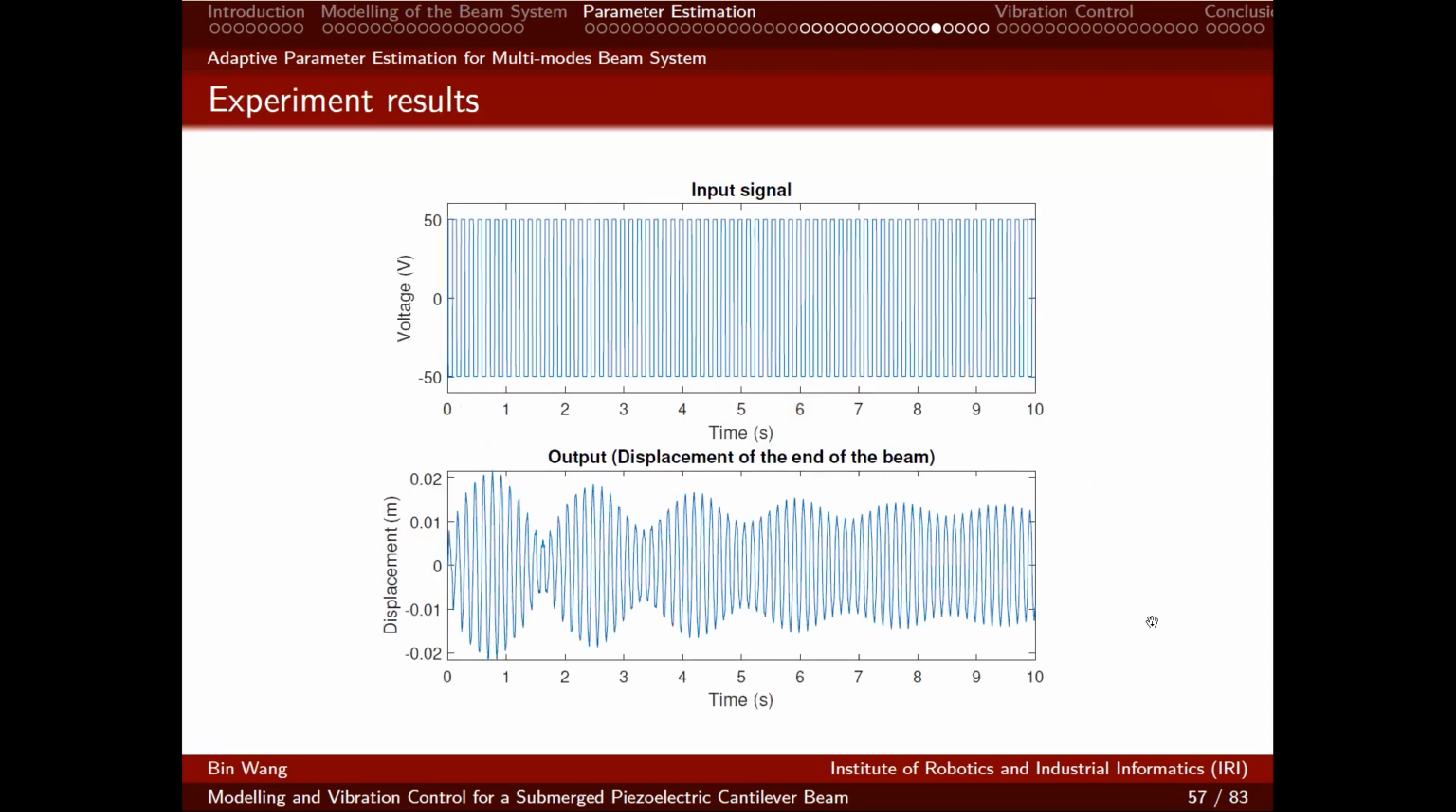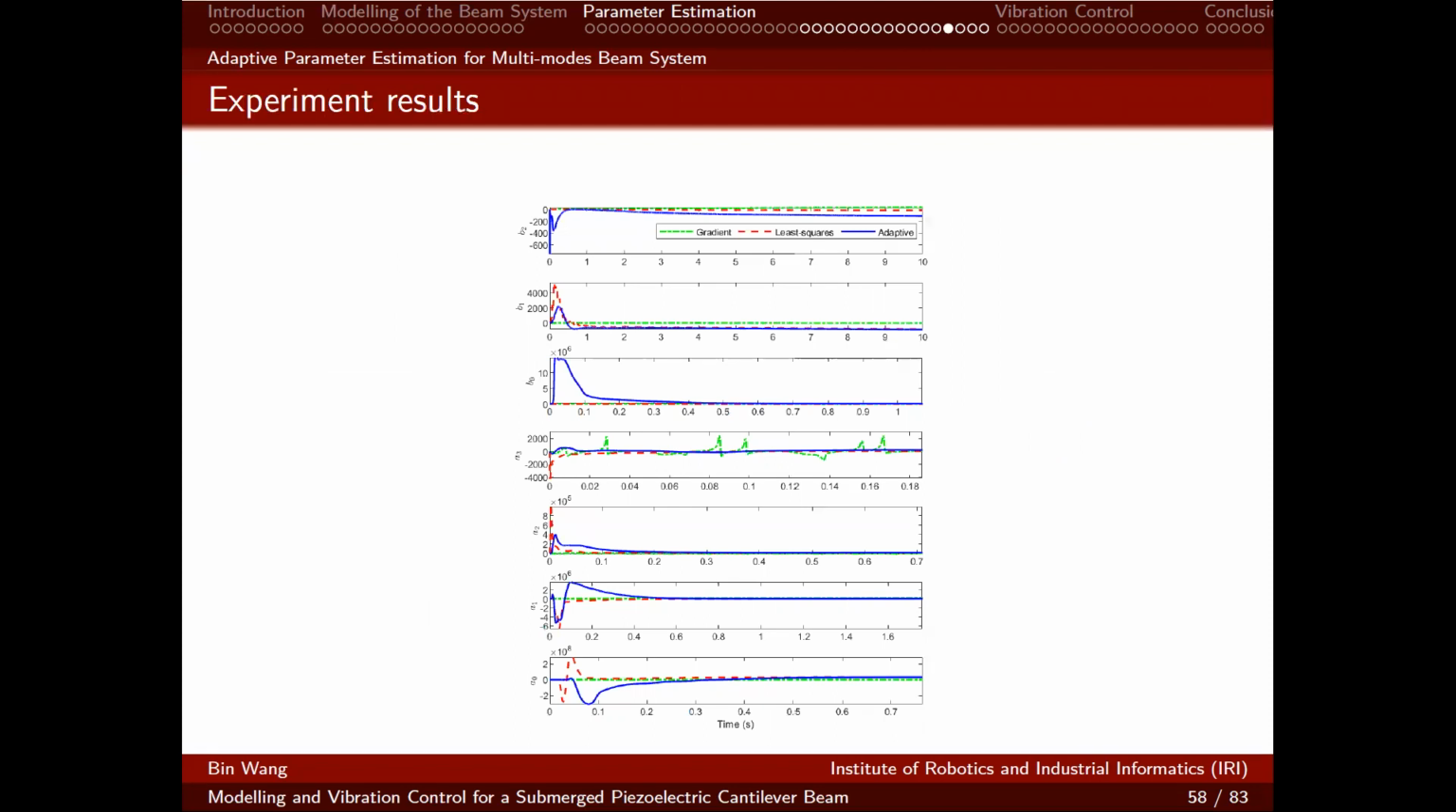Similarly, we did the experiment in the test bench. So we input a square wave signal by using the piezo patch and collected the displacement using the sensor, using the strain gauge. So we have the parameter estimation results here. We can see the blue line has a smoother response compared with the other two methods.